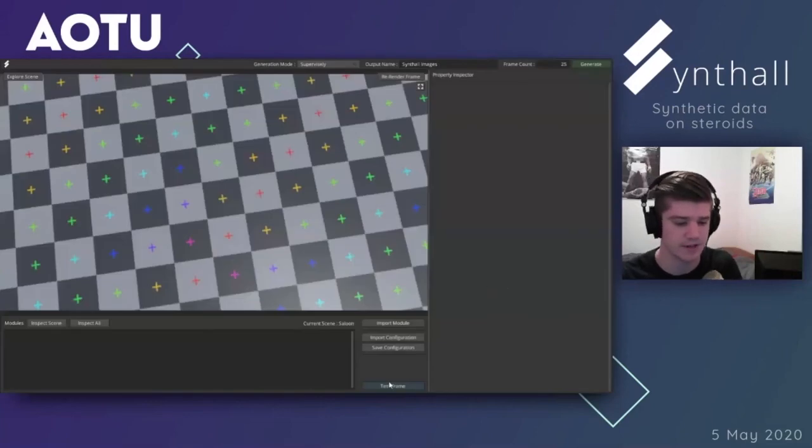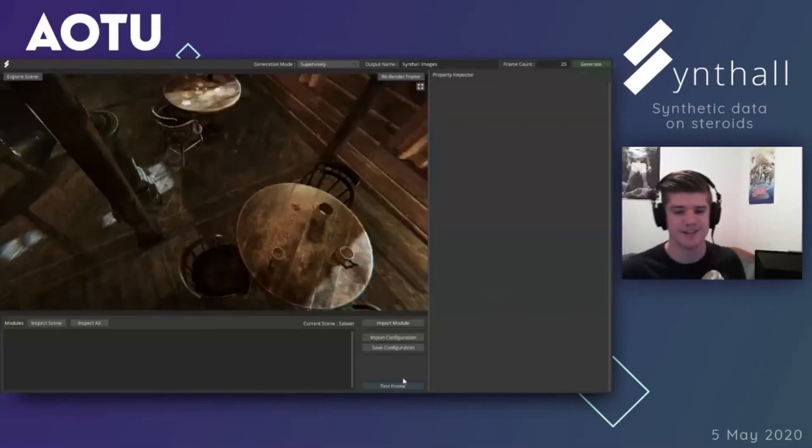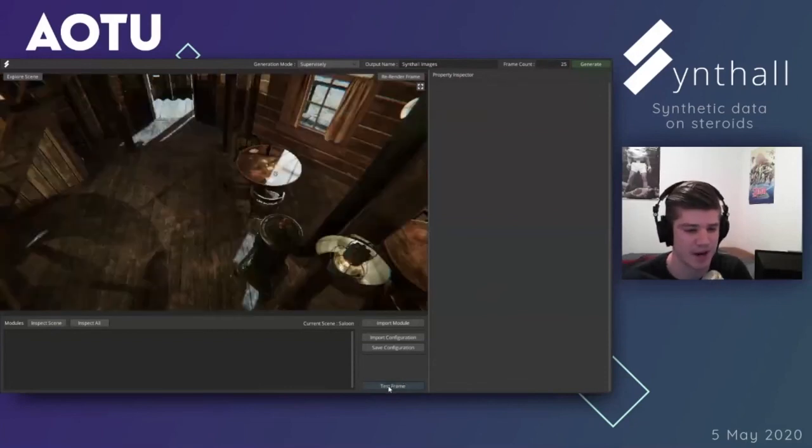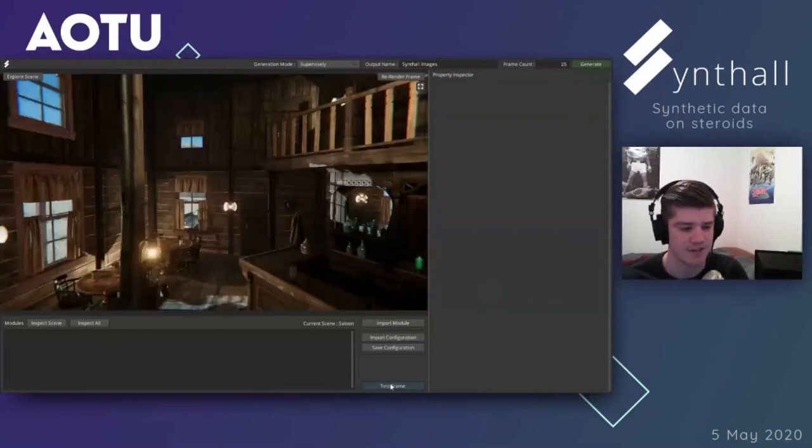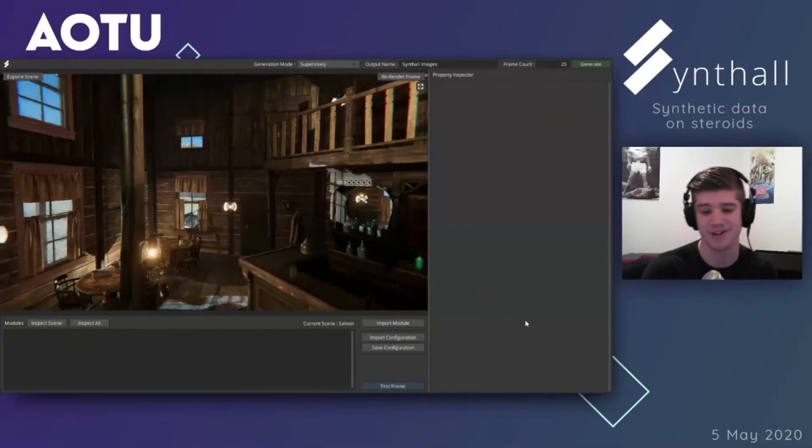All right. So we can see that I've loaded the saloon in. I'm gonna hit test frame and get a few frames up here. You see that looks like some different security camera positions of what it might look like to take pictures inside of a saloon. All right.